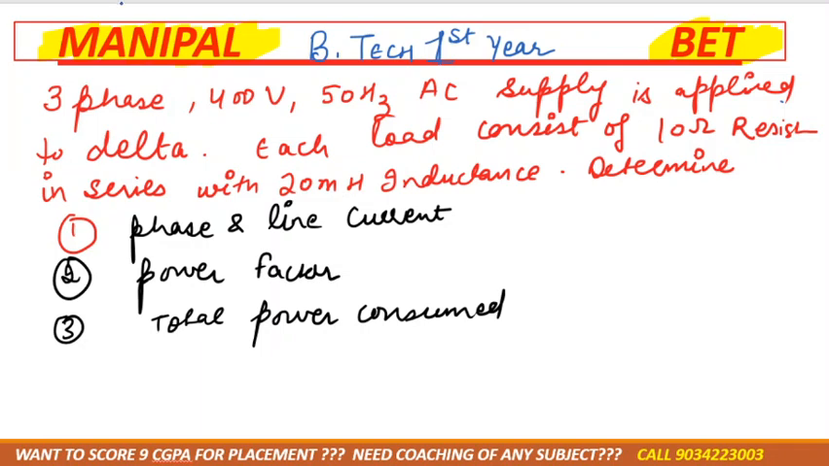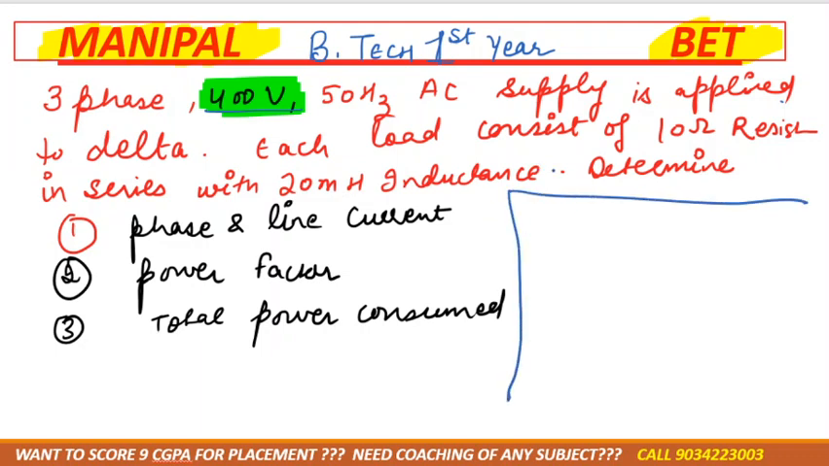See, this is the numerical from your paper April 2019. This one I'll tell you, next one you will do on your own. In this, a three-phase supply, voltage is 400 volt. Whatever they mention as the voltage, that voltage would always be the line voltage unless they mention otherwise. They didn't mention it over here, so we have to consider that voltage always as line voltage. Okay, clear?